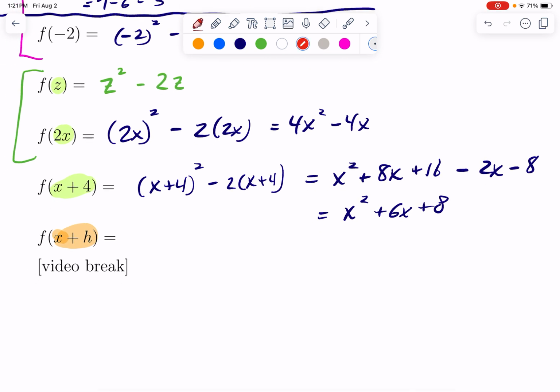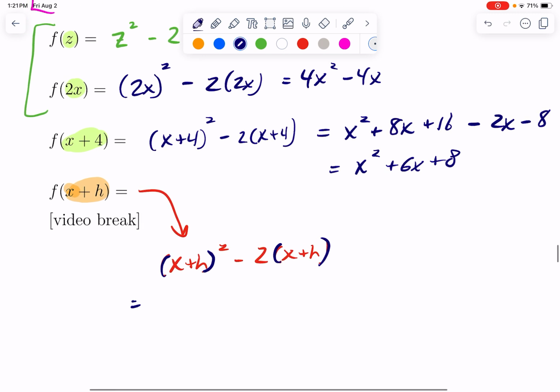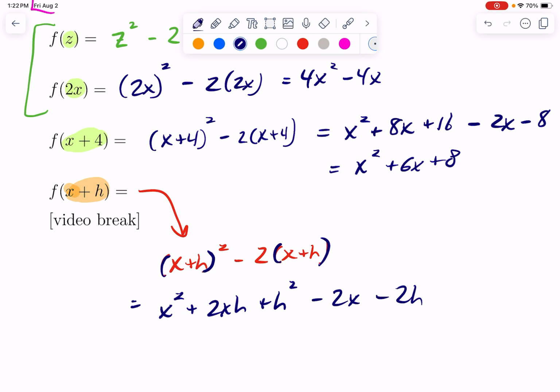Okay, now what happens here? Same idea. Input squared minus 2 times input. Here it's very abstract. There are no numbers. There are two different unknowns. But our input is the quantity x plus h. When in doubt, put the entire thing in parentheses. If we square out this first part, we get x squared plus 2xh from the two middle terms plus h squared. If we distribute that negative 2, we get negative 2x minus 2h. And there are no like terms here, so we can leave this as is. All right, let's pause to keep the video short.